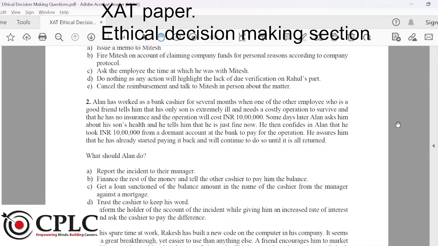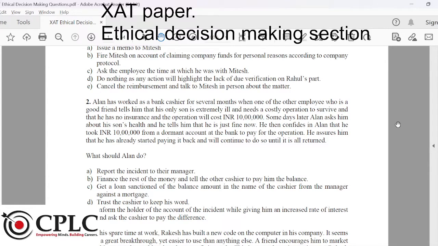Now the catchword here is that he's a good friend. He tells him that his son is extremely ill and needs a costly operation to survive, and he has no insurance, and the operation will cost 10 lakh rupees. Some days later, Alan asks him about his son's health and he tells him that he is just fine now. So he needed 10 lakhs, was extremely ill, and now he is good.